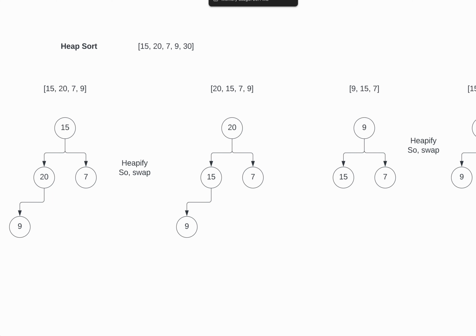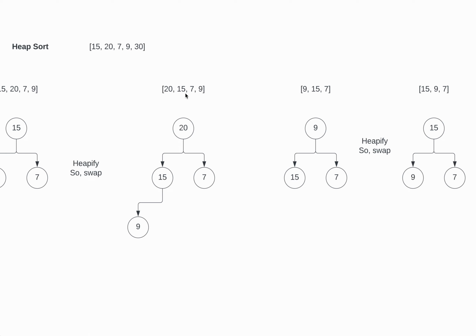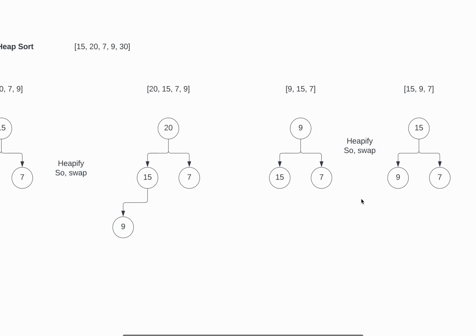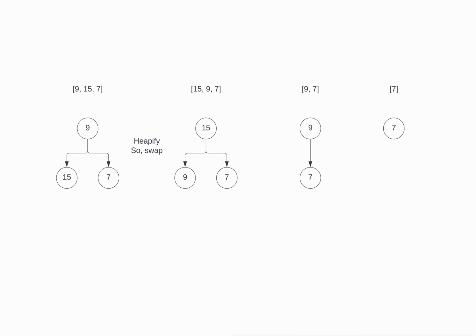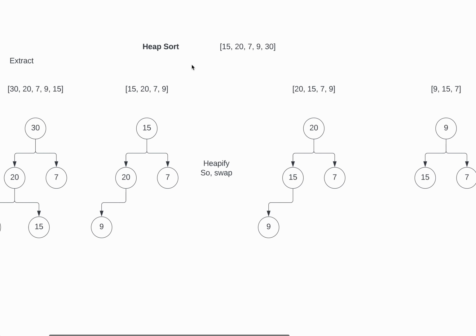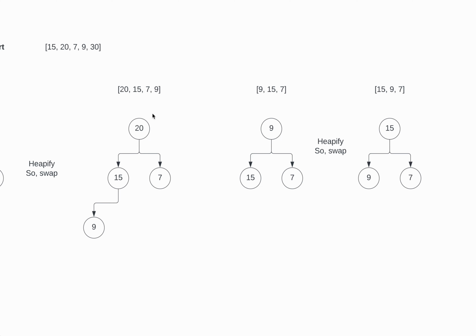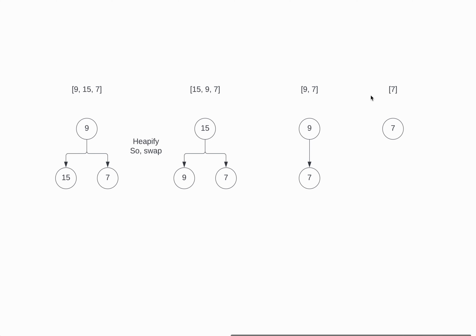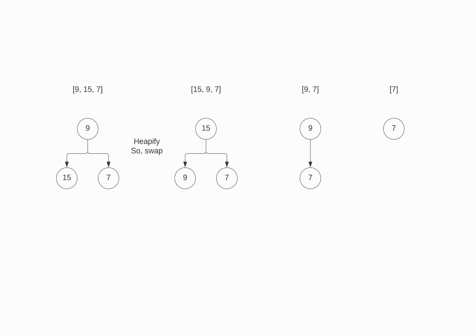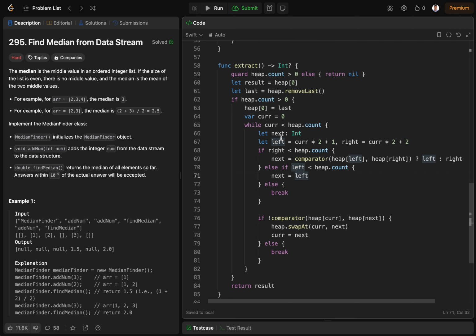Next, we will again remove 20. Once we remove the 20, we will take the last value from the array, swap it, and then again check the heapify, and that's how it works. We will be getting the sorted values 30, 20, and then after heapify we will get 15, and then 9, and then 7. This is how heap works.